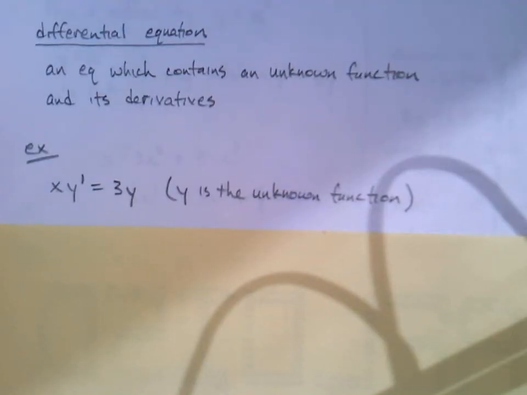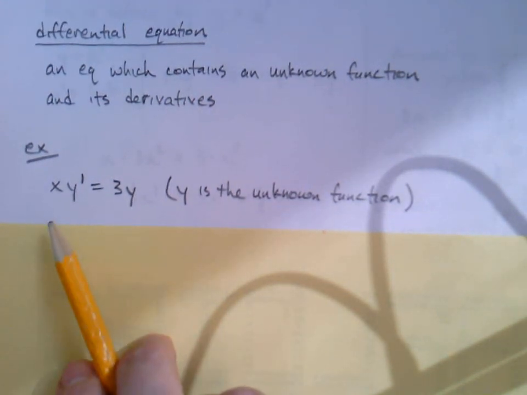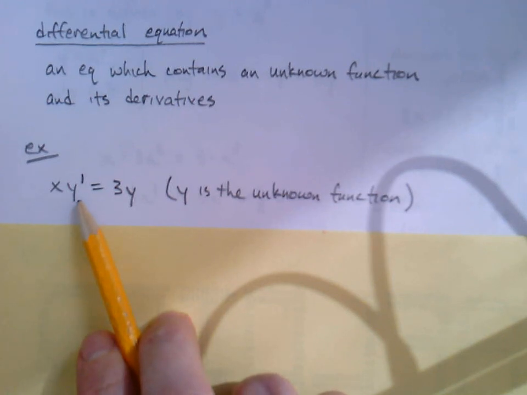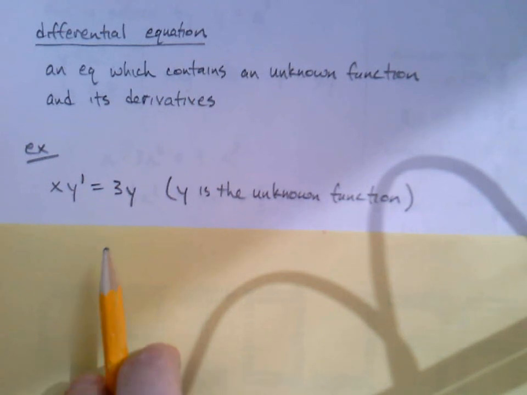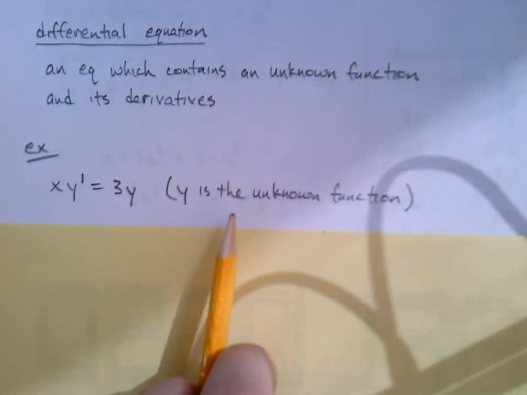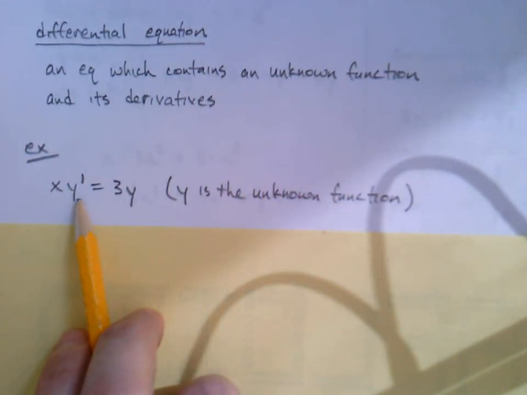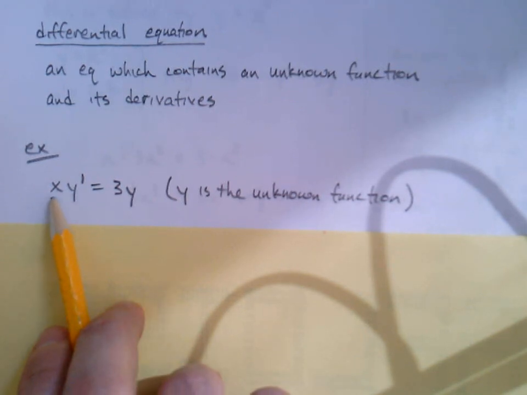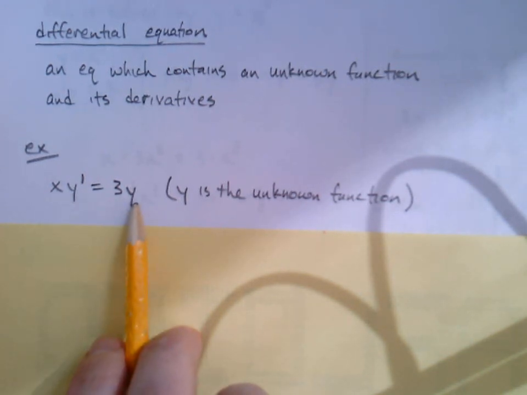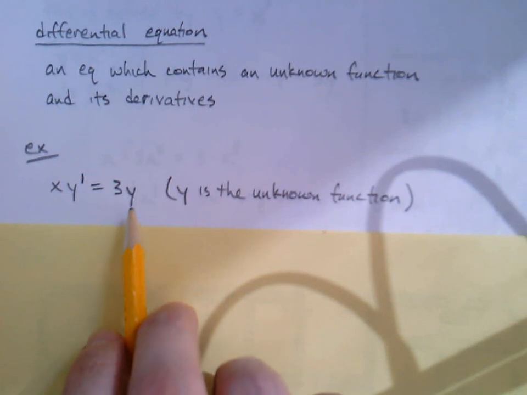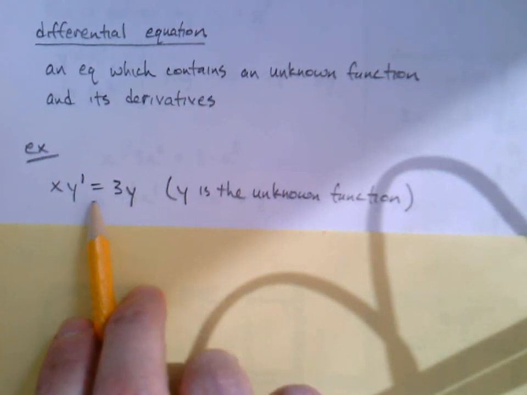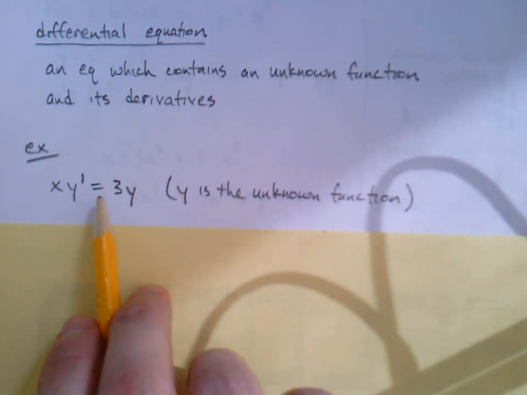So here we go. Here's a pretty simple one over here at the left. x times y prime equals 3 times y. Okay, so we're thinking the unknown function is y, and then we've also got a derivative of y. Now we also have the variable x in there as well. We're still thinking of y as a function of x. And you're like, wow, that seems kind of strange. You know, I've got y times 3 and x times the derivative of y. Like, weird.